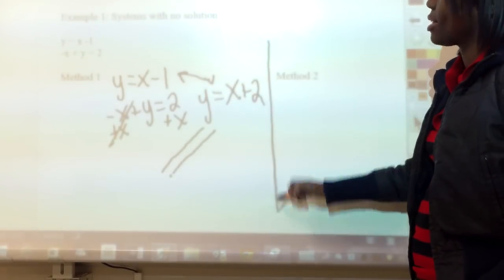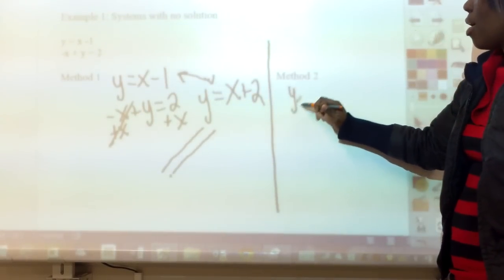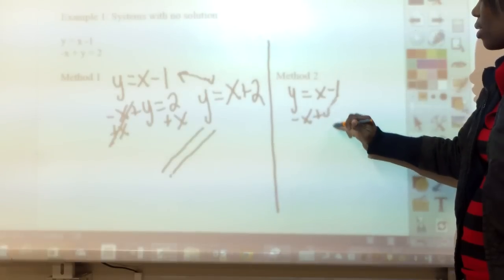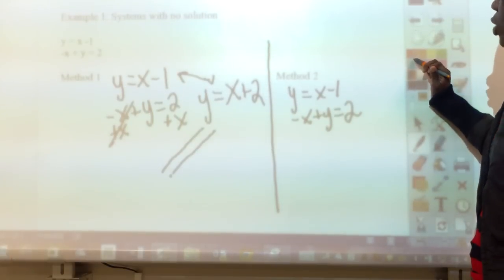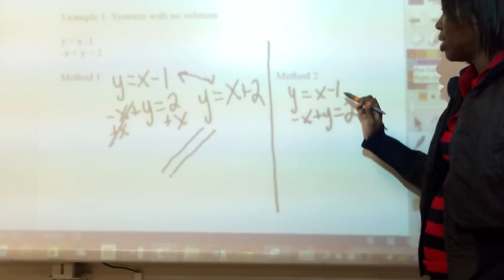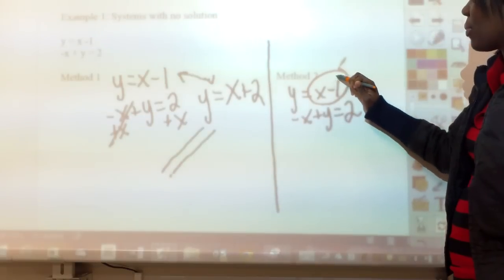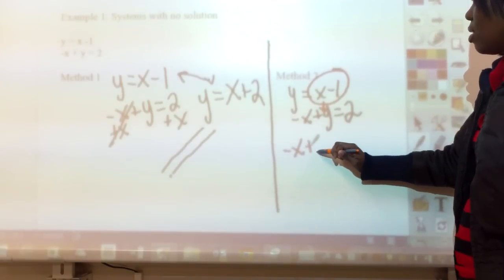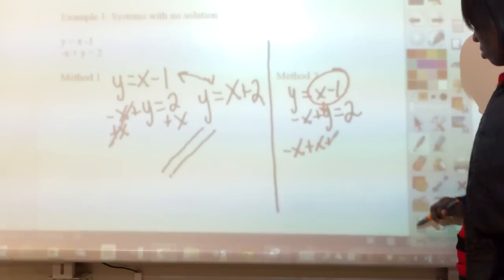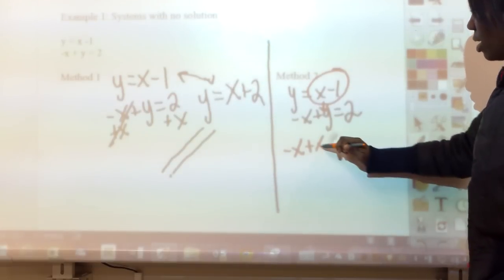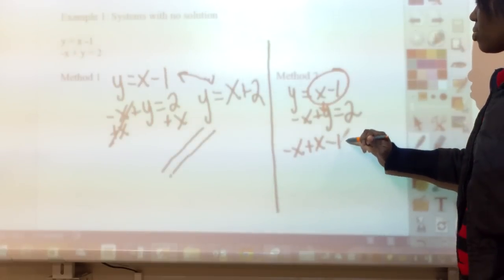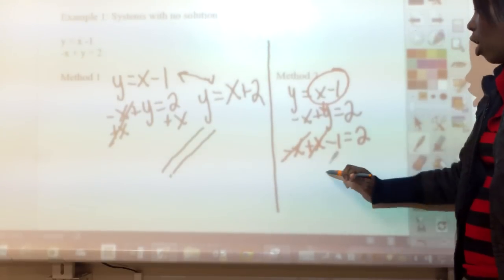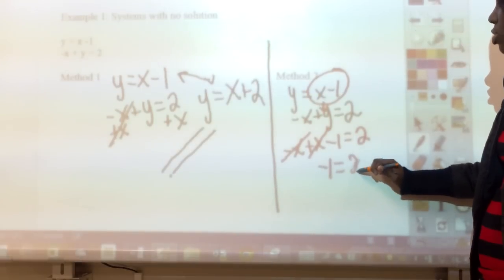And a second method of solving the same one is, this one is already in y equals form. So we can use the substitution method. And wherever we see a y, we can plug in x minus 1. So then we end up with negative x plus x, sorry, I wrote that wrong. Negative x plus x minus 1 equals 2. Our x's both cancel out. All we're left with is negative 1 equals 2.